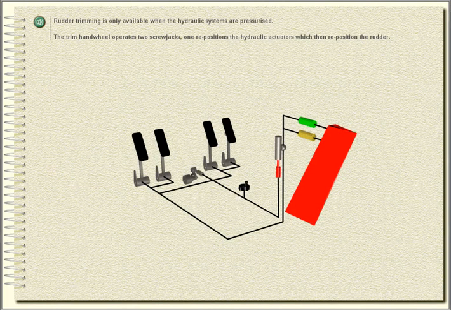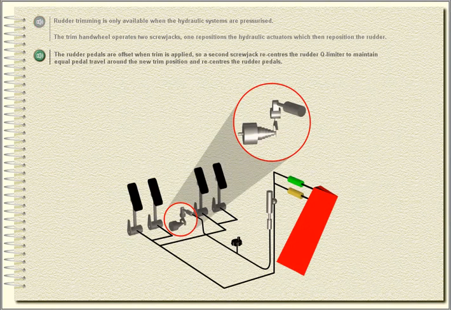The trim hand wheel operates two screw jacks. One repositions the hydraulic actuators, which then reposition the rudder. The rudder pedals are offset when trim is applied, so a second screw jack recenters the rudder Q limiter to maintain equal pedal travel around the new trim position and recenters the rudder pedals.